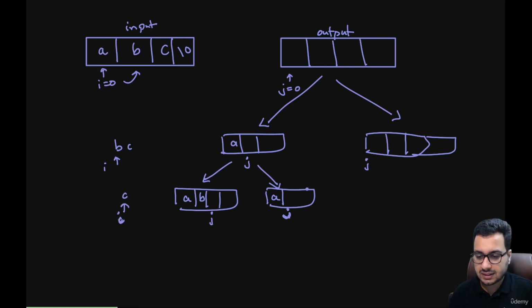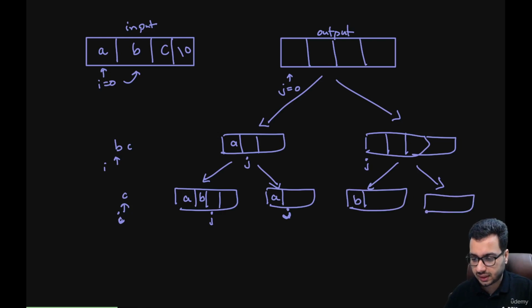Okay, and similarly here also we will be doing the same calls. If you take B, it would look something like this. If you don't take B, it would look something like this. Okay, and now in the final step we have I which is equal to C.